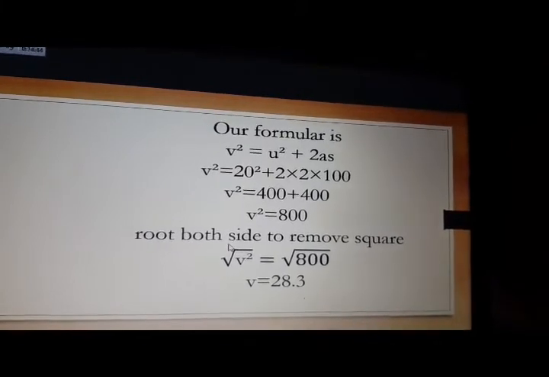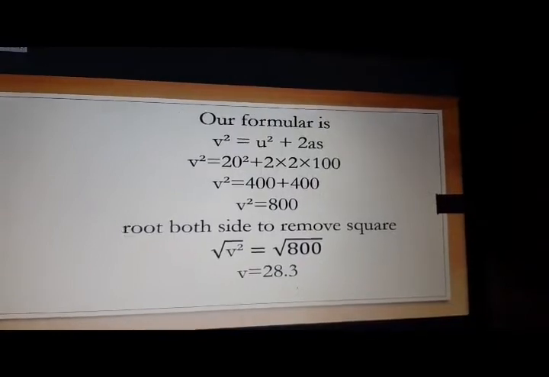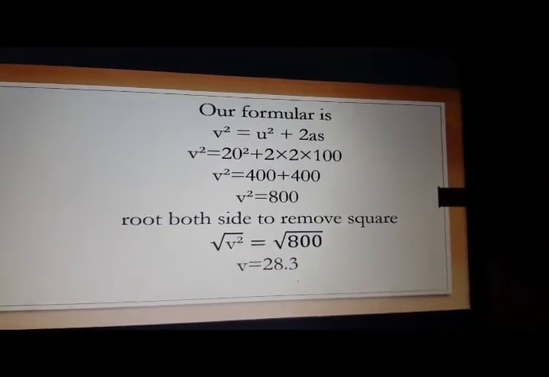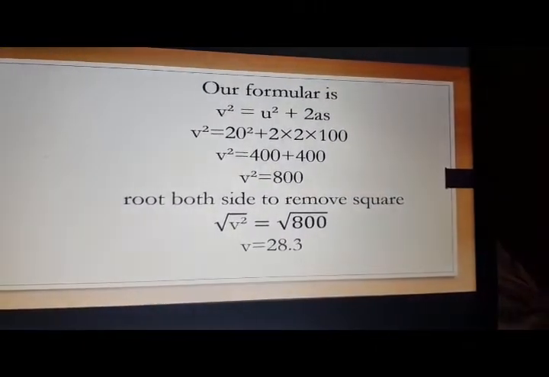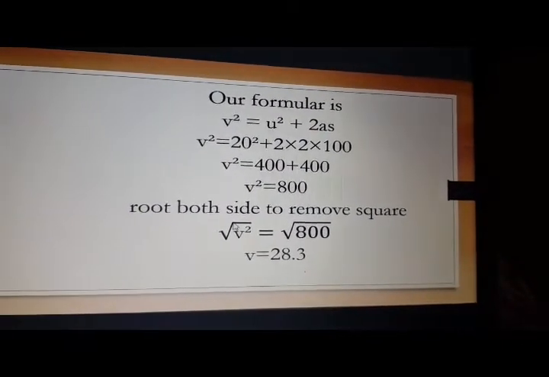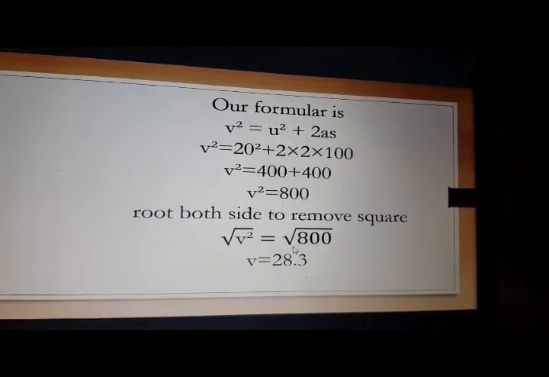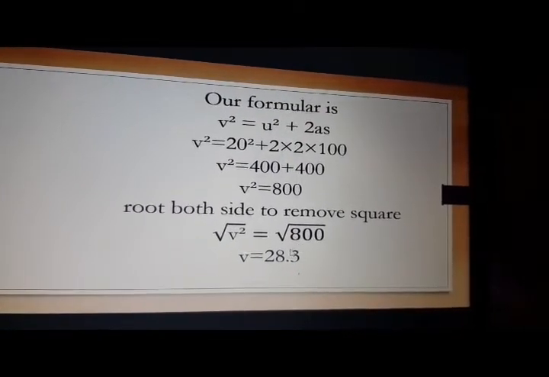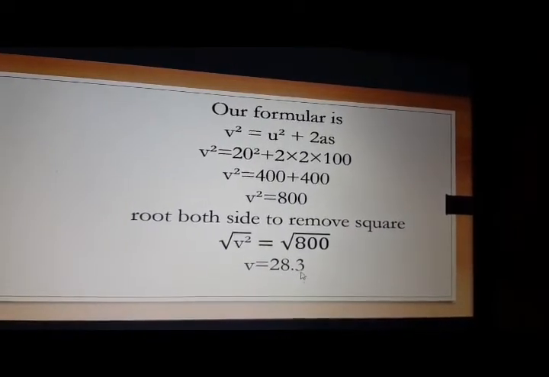So we are to root both sides. Why? Because what we are looking for is V, not V squared. So we root both sides to remove our square so that we can find our final velocity. As you can see, we root both sides. This root goes with the square, and for the root of 800, you can press your calculator, class. The root of 800 will give us 28.3 meters per second.